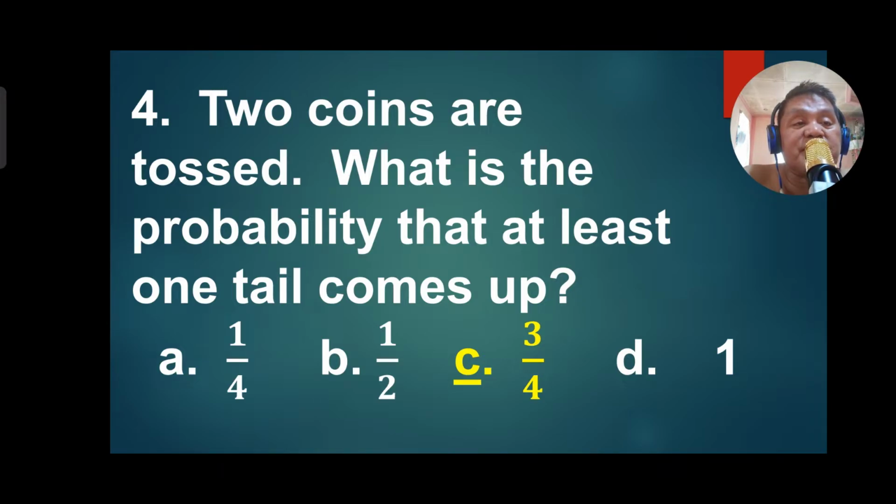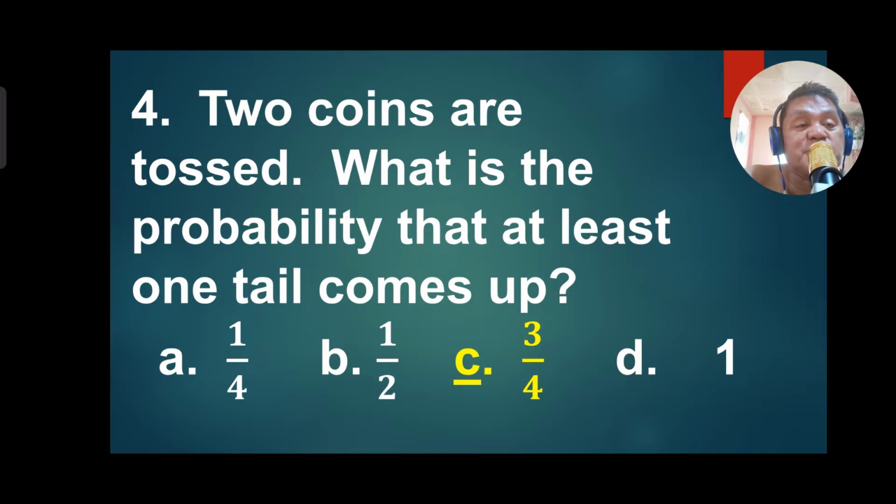What is the probability that at least one tail comes up? So we have HH, we have HT, we have TH, and TT. So at least in one combination there is one tail. So how many outcomes have at least one tail comes up? We have 3/4. So you have now A 1/4, B 1/2, C 3/4, and D is equal to 1.